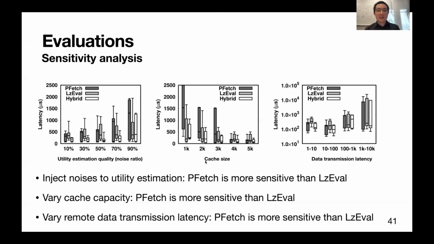In general, a larger cache improves overall performance. Prefetching is the most sensitive to the cache size. Now we look at the impact of remote data transmission latency. We observe that with the increasing remote data transmission latency, the overall processing latency also increases. And again, prefetching is the most sensitive. This is because for higher transmission latency, the penalty for inaccurate predictions is very high.